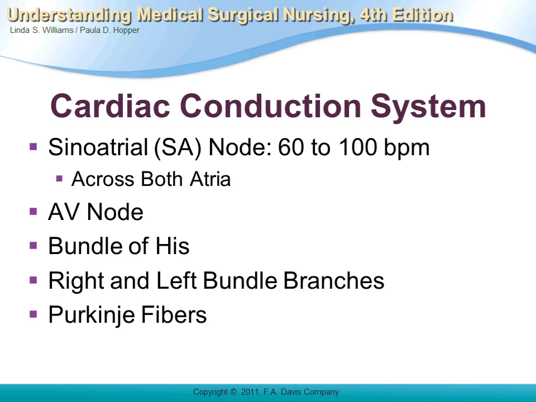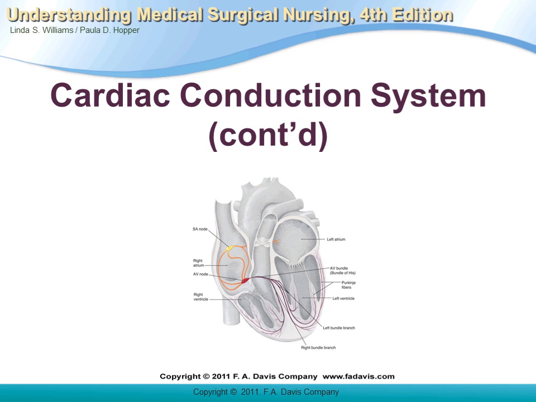Then it travels to the AV node, the bundle of His, the right and left bundle branches, and the Purkinje fibers. So we'll view a picture of that. The SA node, also called the pacemaker of the heart, initiates that cardiac conduction. Then it travels to the AV node. The SA node fires, triggering both atria to contract. Then it goes to the AV node, then to the bundle of His, and then the left and right bundle branches and Purkinje fibers, which cause the ventricles to contract.